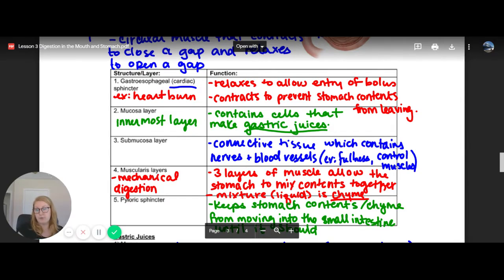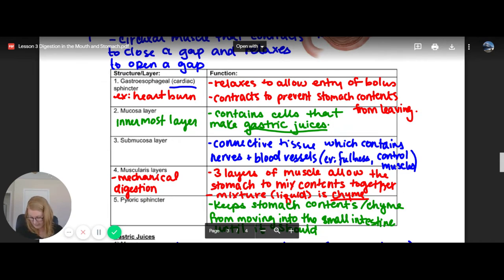Then we have the submucosa layer, which is labeled on the diagram. It's difficult to see, but this essentially contains nerves and blood vessels. The purpose of the nerves being there is that it helps to control the muscles. It also gives us this feeling of fullness. So it's communication with our brain, telling our brain that we are full, or likewise telling our brain that we are hungry. So it's really important to have nerves there.